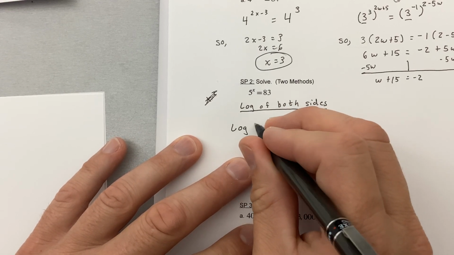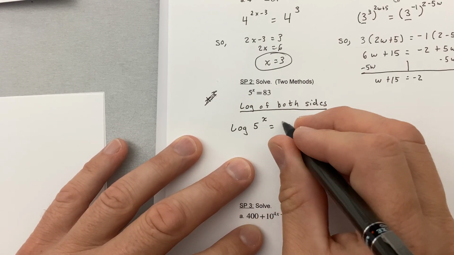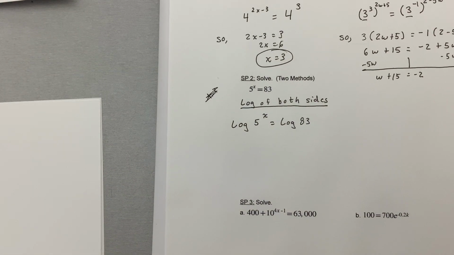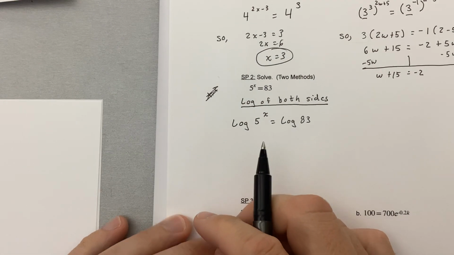So log of 5 to the x is equal to log of 83. You know, if we've got 1 is equal to 1, then the log of 1 must be equal to the log of 1, true? Same thing if x is equal to x, then the log of x must be equal to the log of x. Okay? So that's what we're doing here. And now what do you suppose we want to do with this x?